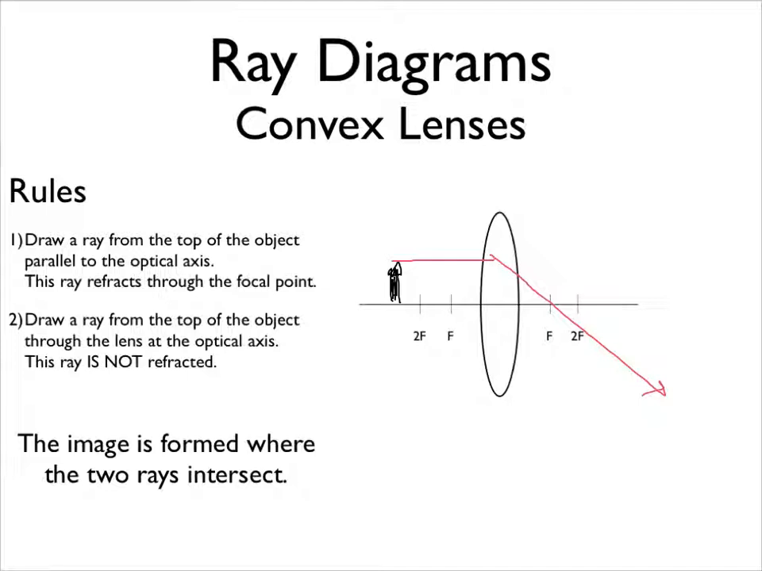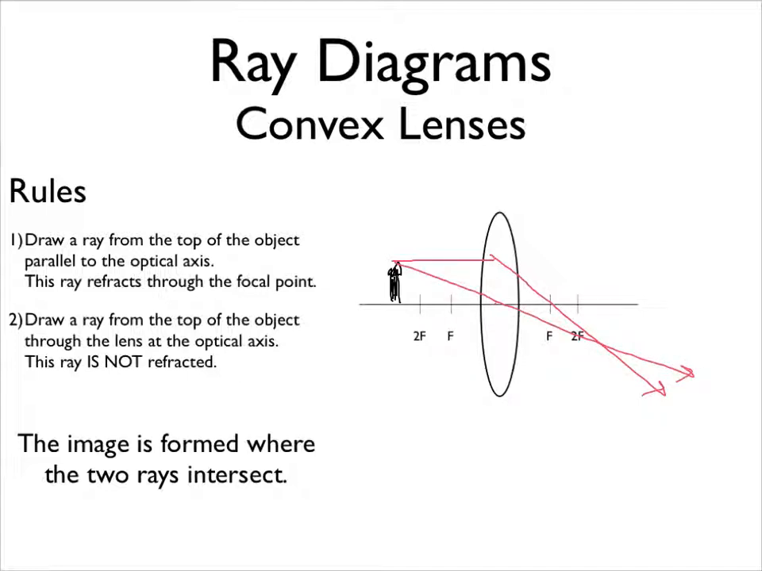Our second rule, we draw a ray from the top of the object through the lens at the optical axis. And just like with the previous one, this ray is not refracted. And so through the lens at the optical axis, and so we want it to intersect right about there.